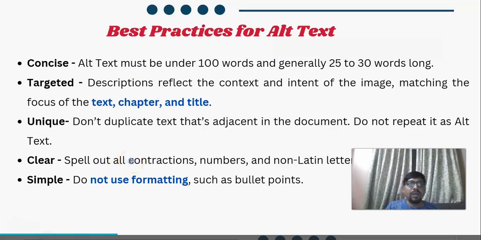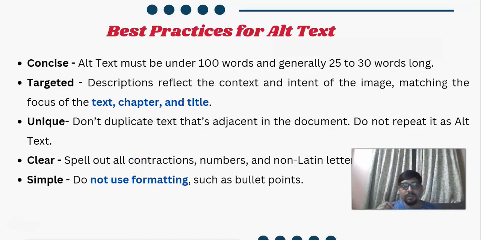So, best practices for alt text. First thing you have to remember, it should be concise. Already I told you, alt text must be under 100 words, but remember, it should be 25 to 30 words long. And it should be a targeted description reflecting the context and intent of the image, matching the focus of the text, chapter, and title. Like if you close your eyes and somebody reads it aloud, you can imagine this picture, these maps or diagrams. And it should be unique.